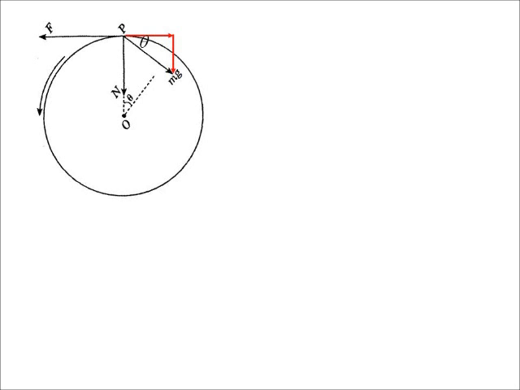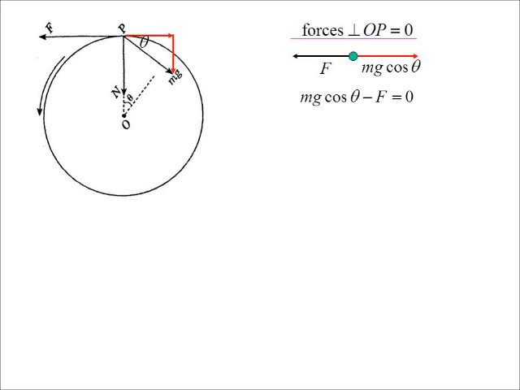Okay. So forces perpendicular to OP will be equal to 0. There it is. So for F and mg cos theta, no mention of N at all. So I now know mg cos theta minus F is equal to 0. So F is mg cos theta.